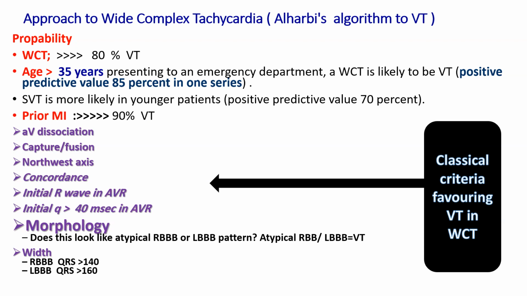This is concordance. Initial R wave in aVR, or initial R wave more than 40 milliseconds in aVR. Morphologic criteria: either atypical right bundle or atypical left bundle. With right bundle morphology, a QRS duration of more than 140 milliseconds supports ventricular tachycardia; with left bundle morphology, a QRS duration of more than 160 milliseconds goes with ventricular tachycardia.